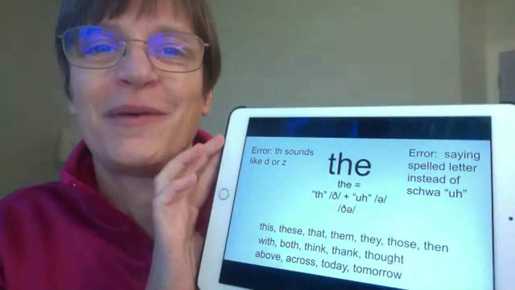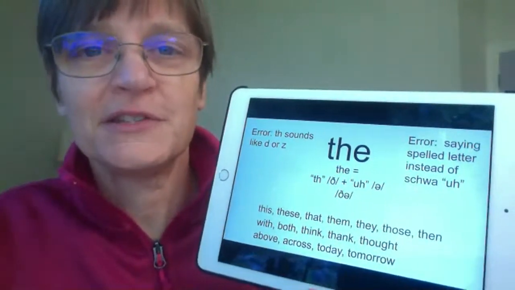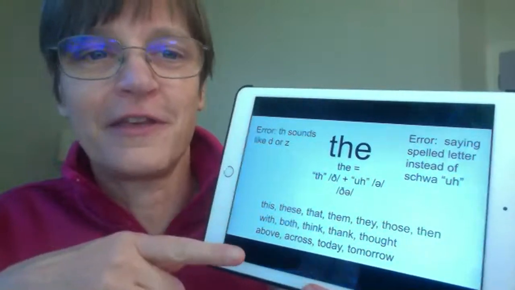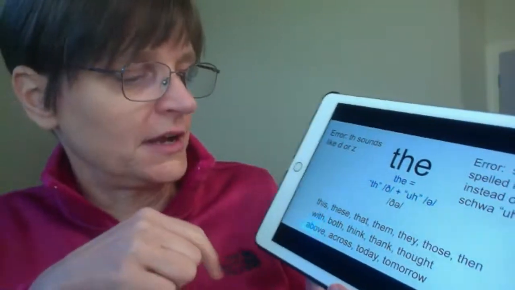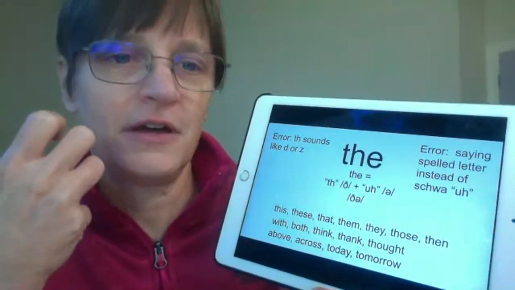If you can correct the error pattern on the schwa vowel, that's going to help you on many other places where you might accidentally be saying the spelled vowel rather than the schwa sound. So words like above, across, today, and tomorrow all have the schwa sound as well.